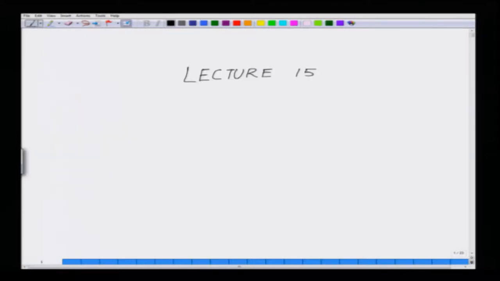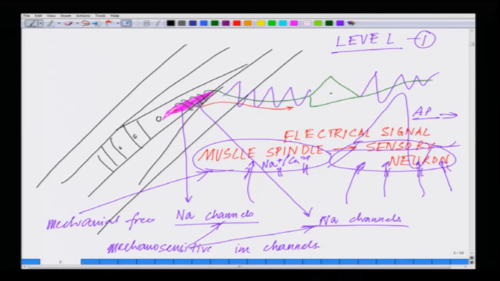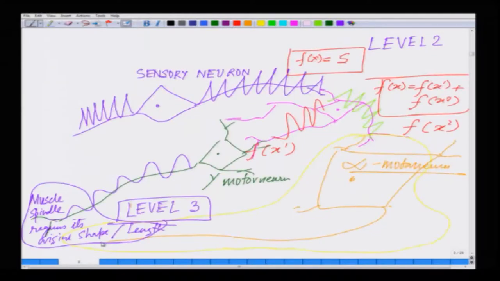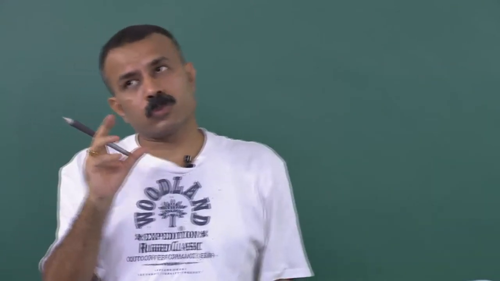Let us go back to the first slide where we started. This is how the circuit looks. From the muscle spindle, because of the presence of mechanosensitive ion channels, the muscle spindle stretches, and this mechanical signal is translated into an electrical signal. Then this electrical signal travels to stage 2, the interneurons. In the interneuron, the signal is divided into two parts. One goes to gamma, one goes to alpha. The gamma electrical information comes to the muscle spindle and gets translated into a mechanical signal to tell the muscle spindle to come back to its original position.